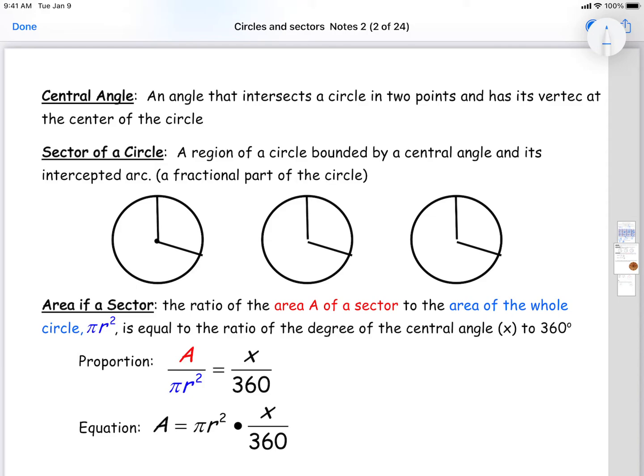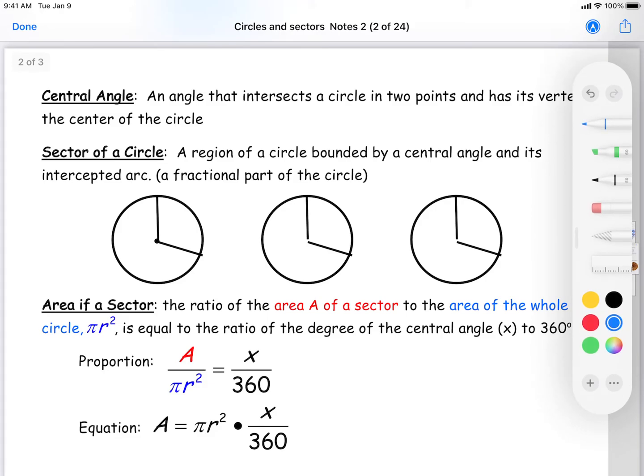So some key definitions that we need to talk about first is what a central angle is, because that's how we're going to determine it. All right, so a central angle is an angle that intersects a circle in 2 points and has its vertex at the center of the circle. Okay. So in these pictures down here, it's green, right? This angle right here would be my central angle. Okay.